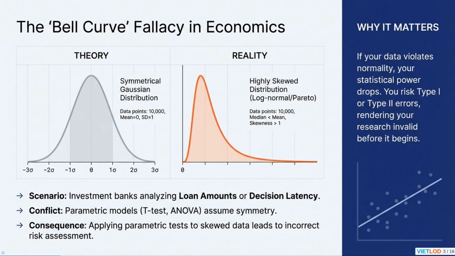For instance, an investment bank analyzing loan amounts might assume normality, but in reality, there are many small loans and a few very large ones, creating a skewed distribution. Applying a t-test in this scenario would lead to an incorrect assessment of risk. To avoid these critical pitfalls, we need robust methods to test our data's distribution, which brings us to the logic of hypothesis testing.